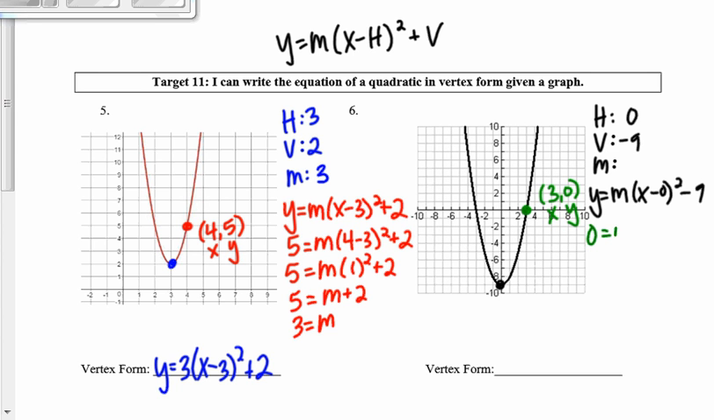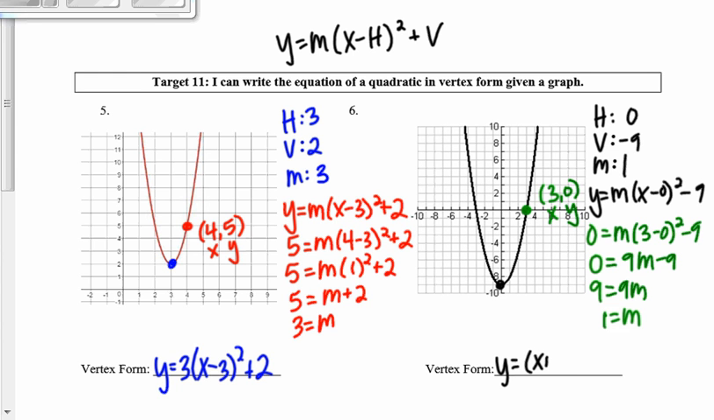So 0 equals m, 3 minus 0 squared minus 9. Simplify. 3 minus 0 is 3, squared is 9. If I add 9 to both sides and divide by 1, we get m is 1. So we have y equals 1, and we don't even have to write that, times x plus 0 squared minus 9. You could also just write y equals x squared minus 9, and that would be fine as well. That's your homework for targets 9 through 11.